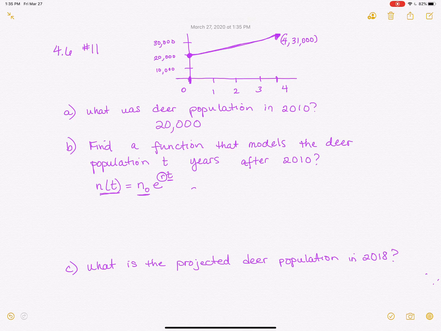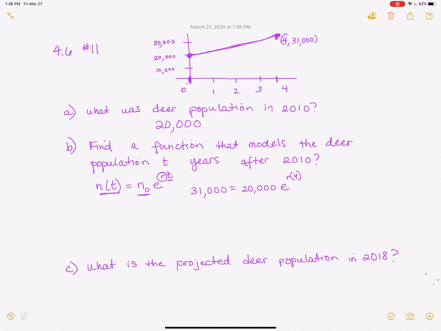So 31,000 is going to equal my initial population, which was 20,000. And then times e raised to the relative growth rate. That's what I'm trying to find. That's what I don't know. Times t, well, from 2010 into 2014, that's 4 years. So I'm going to let that be my time t.